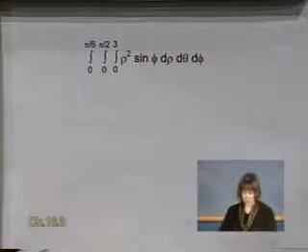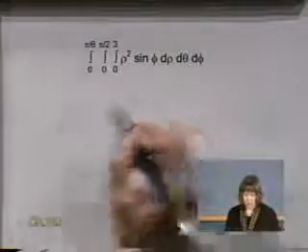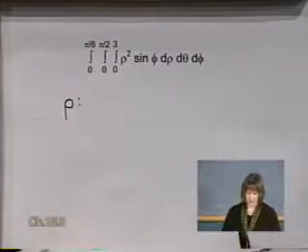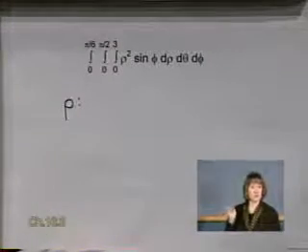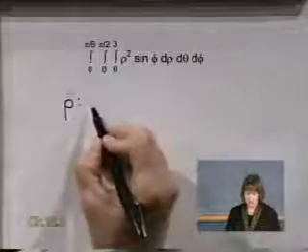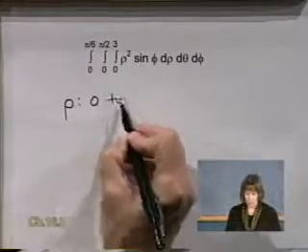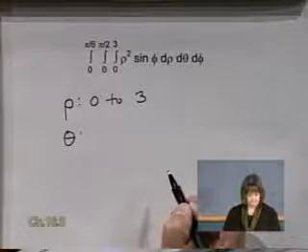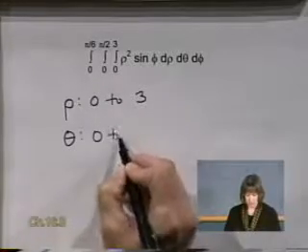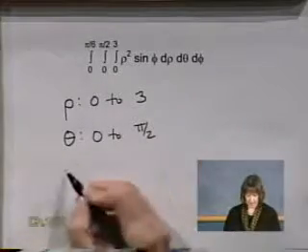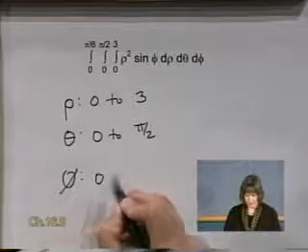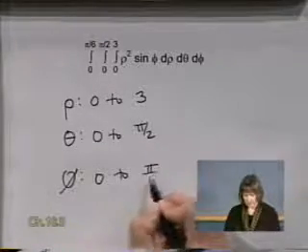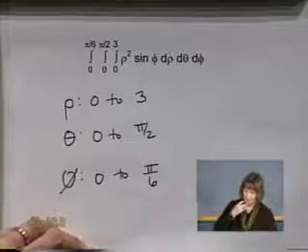Definitely this is in cylindrical, isn't it? Okay. What is rho ranging from? Believe me, I think spherical are the easiest. Rho is ranging from 0 to 3. Theta is ranging from 0 to pi over 2. And phi is ranging from 0 to pi over 6. Okay.